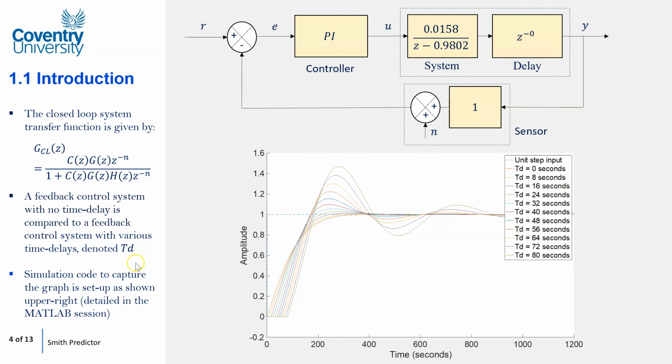So TD is the transport delay, and here you'll see the closed loop transfer function when taking into account the transport delay, where N is just the number of samples delayed. So say, for example, the number of samples delayed was 10 and your sample interval was 1 second, it would be 1 multiplied by 10, so it would be a 10 second delay.